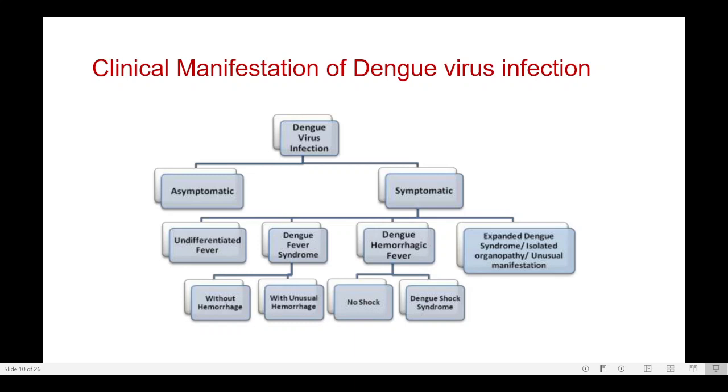In the symptomatic part, undifferentiated fever may occur, or classical dengue fever syndrome. It may be associated with or without hemorrhage, or with unusual hemorrhage. Then comes dengue hemorrhagic fever with or without shock. Another category occurs in those persons having comorbidity or other co-infection, that is expanded dengue syndrome, isolated organopathy, or any other unusual manifestation.